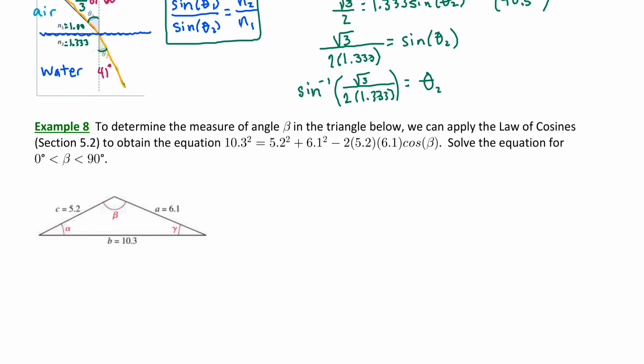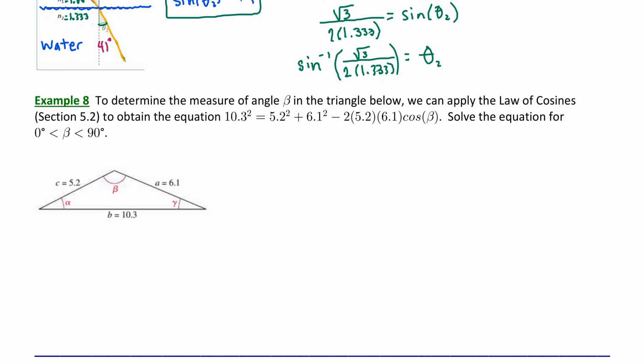We're going to see a direct application of our skills of solving trigonometric equations coming up in Chapter 5 very soon. So example 8 says, to determine the measure of angle beta in the triangle below, we can apply the law of cosines. Now, we haven't learned the law of cosines yet. This is coming in section 5.2. But the equation solving skills that we're learning here in Chapter 4 will still be necessary in Chapter 5. So we're preparing for what's to come here.